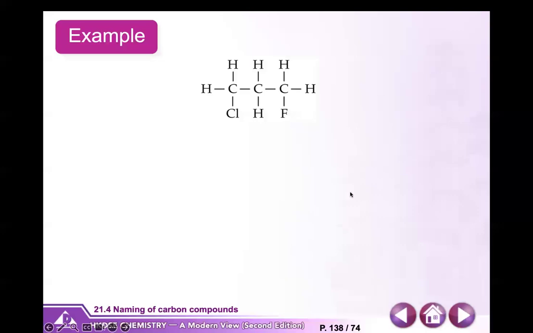So consider another example first. And this one is chloro and fluoro. Now you can see that the problem encountered here is both of them having the first substituent at the first carbon. As a result, this one is 1-chloro or 1-fluoro. So how can we name it?